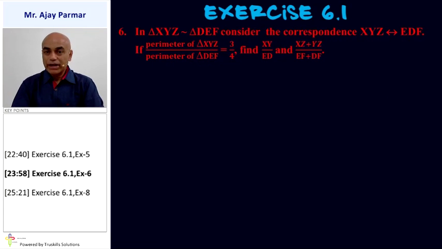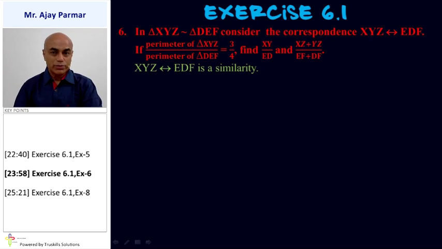Triangle XYZ is similar to triangle DEF for correspondence XYZ to EDF. If perimeter of triangle XYZ upon perimeter of triangle DEF is 3 upon 4, we are expected to find out XY upon ED and XZ plus YZ upon EF plus DF, for the correspondence XYZ to EDF being a similarity. That is what we are given for triangles XYZ and DEF. The perimeter of triangle XYZ upon perimeter of triangle DEF is 3 upon 4. XY upon ED and XZ plus YZ upon EF plus DF are to be found out.